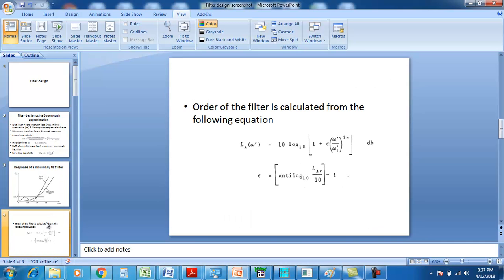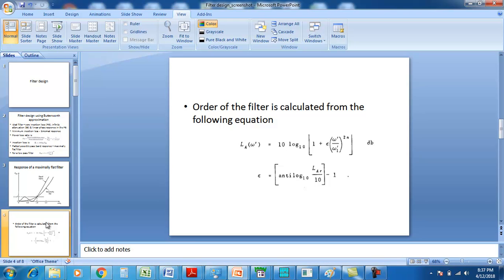Now we are going to design a filter. The first one is the order of the filter. Order of the filter means how many components are used to construct the filter circuit. That is calculated from the following equation: LA of omega dash equal to 10 log of 1 plus E into (omega dash by omega 1 dash) to the power of 2n, to the base 10.